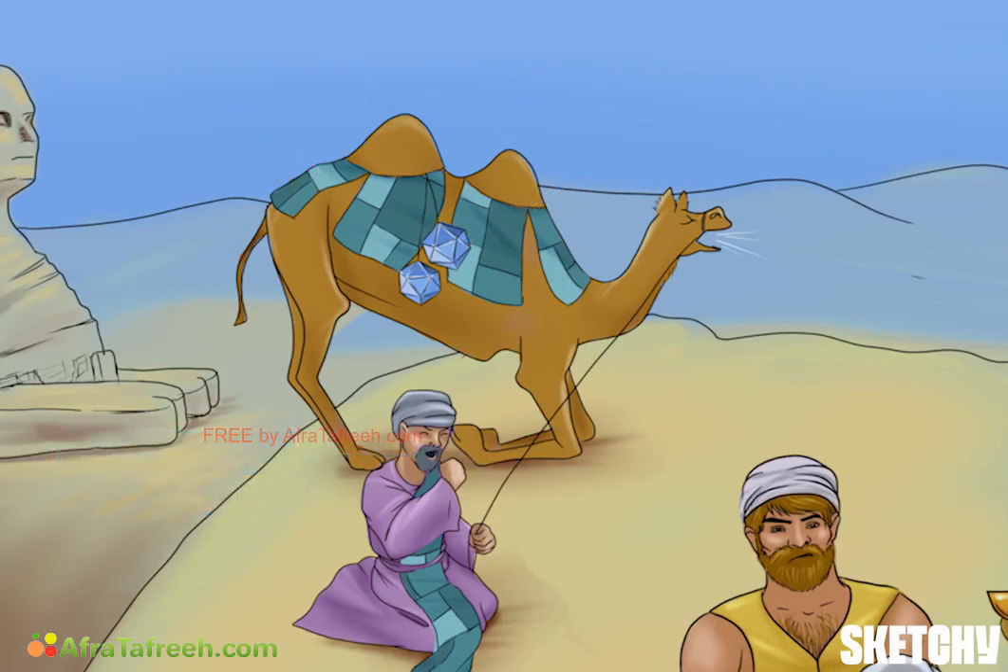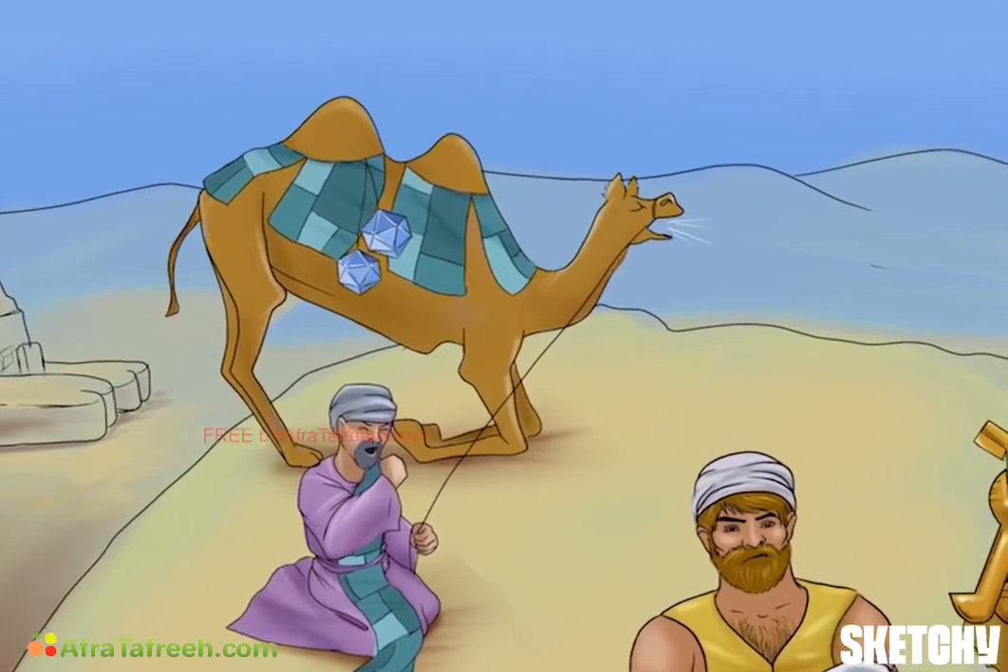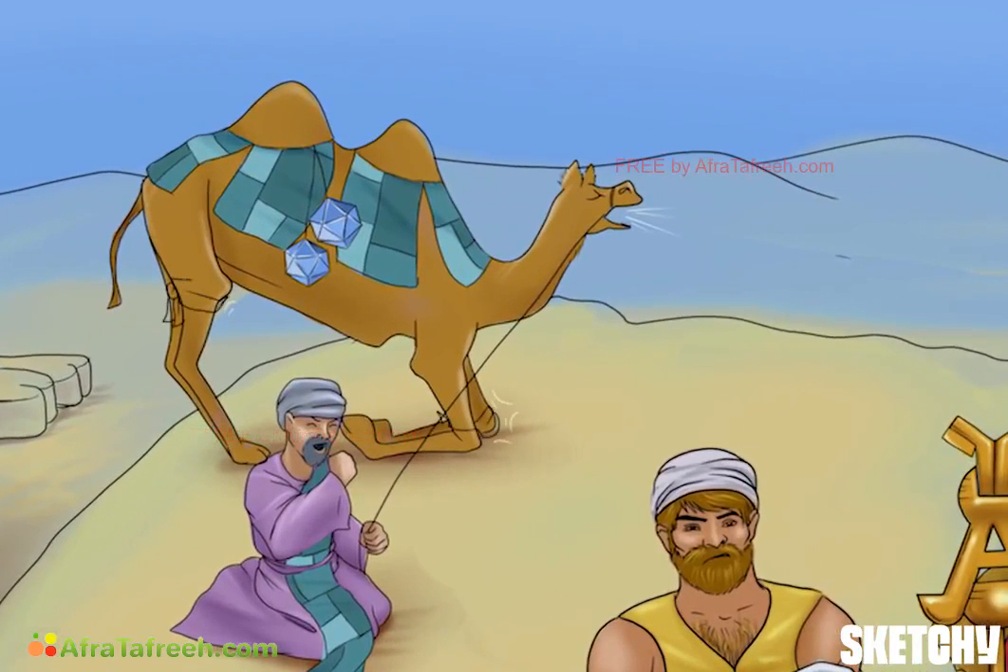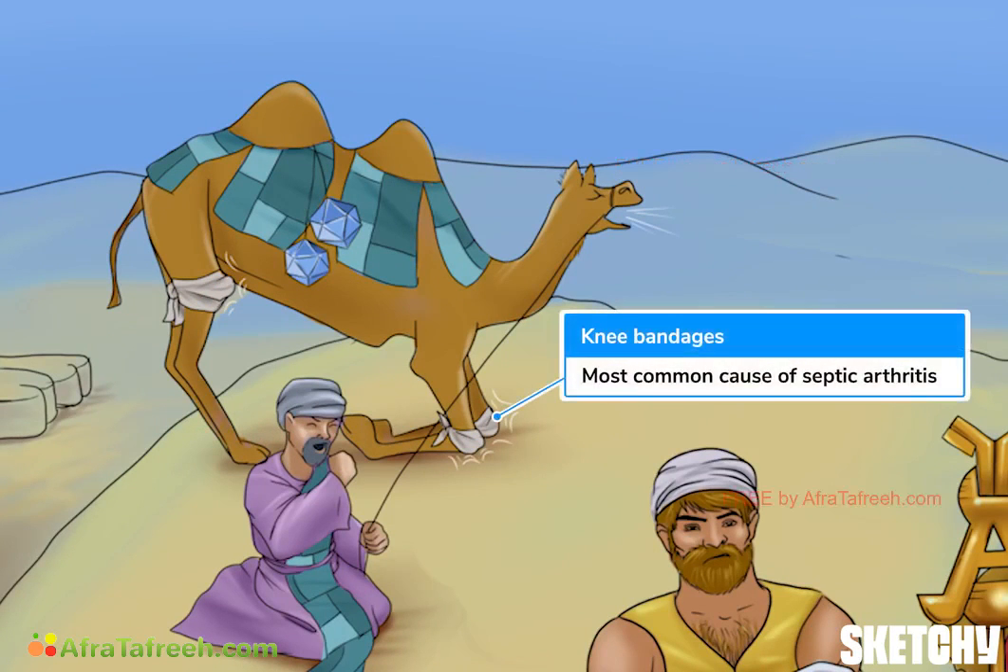Next, let's talk about why we have them kneeling. Well, it's because we wanted to draw attention to their knees, so we'll even add bandages to the camel's knees. This should tell you that they have joint problems. And in this case, it's from septic arthritis. Staph aureus is the most common cause of septic arthritis in adults.